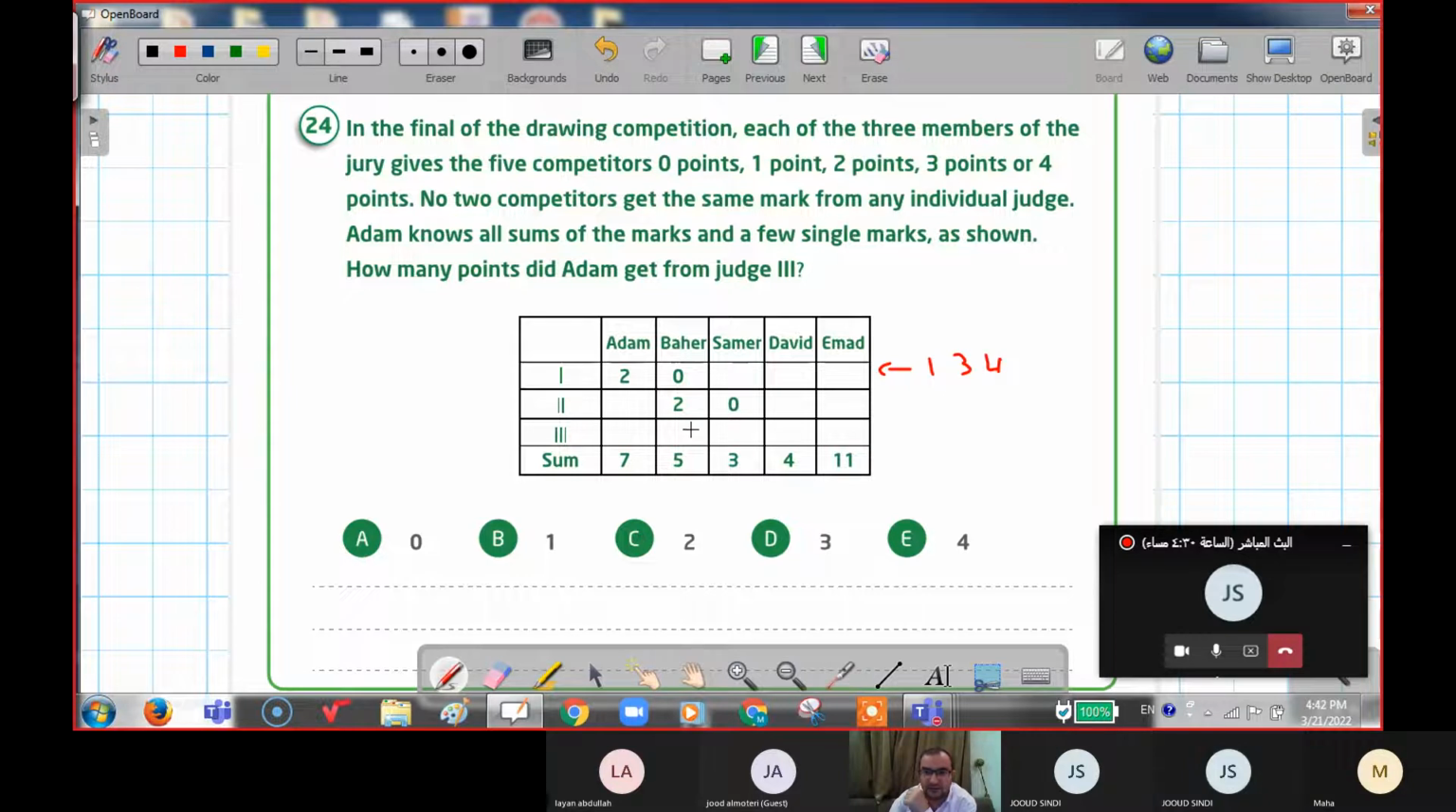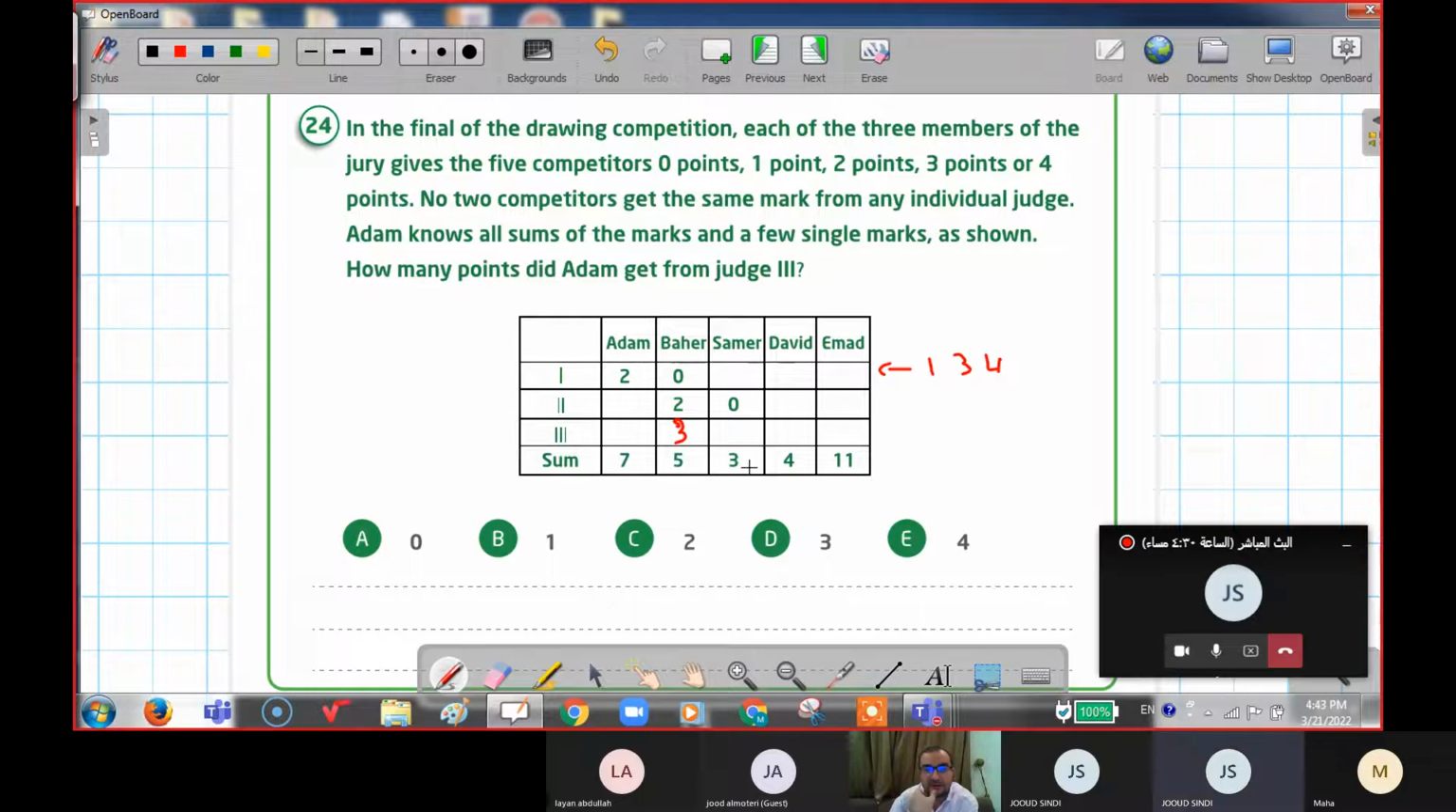Excellent, Jude. So I repeat: Jude says that Baher has 0 points from the first judge and 2 points from the second. Adam knows that the sum of all points that Baher took is 5. So 0 plus 2 is 2, plus how many points to get 5? Plus 3. So I must put 3 here.